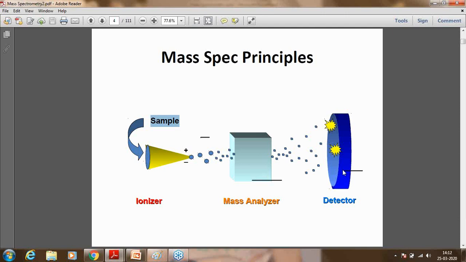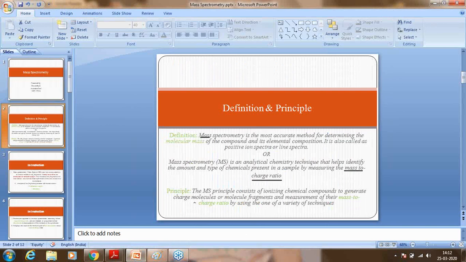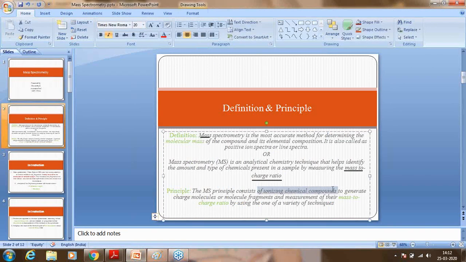What is meant by relative abundance? Relative abundance means how much quantity of that mass species is present in the sample. Okay, again come to our topic. So the MS principle consists of ionizing the chemical compounds. How are we analyzing the chemical compound? We are ionizing the chemical compounds by putting them inside the ionizer to generate charged molecules or molecular fragments.